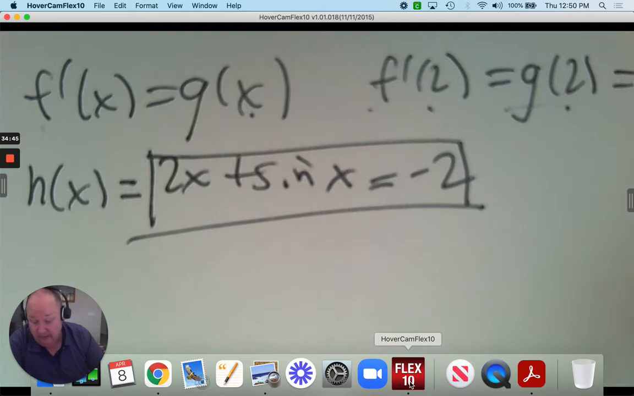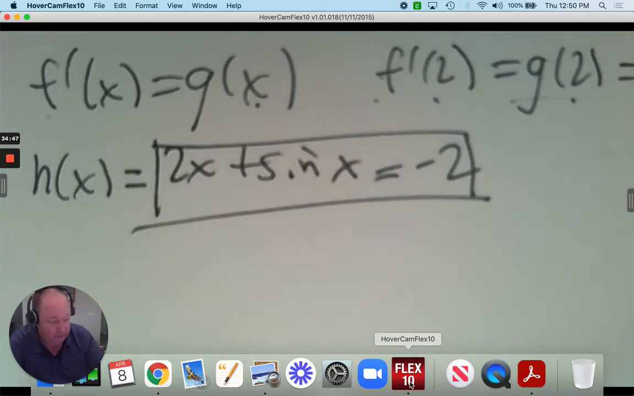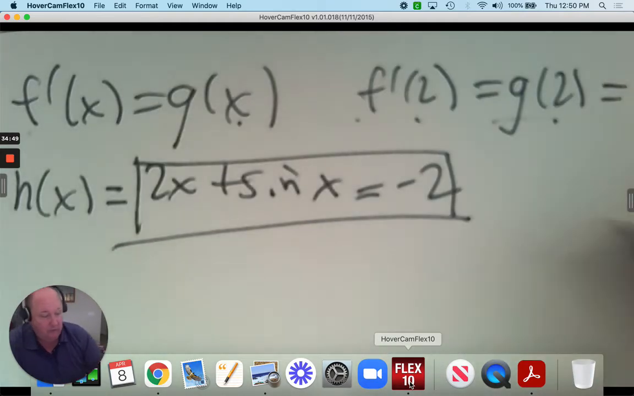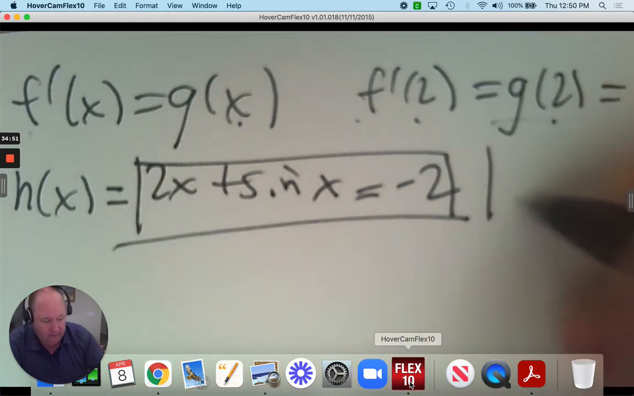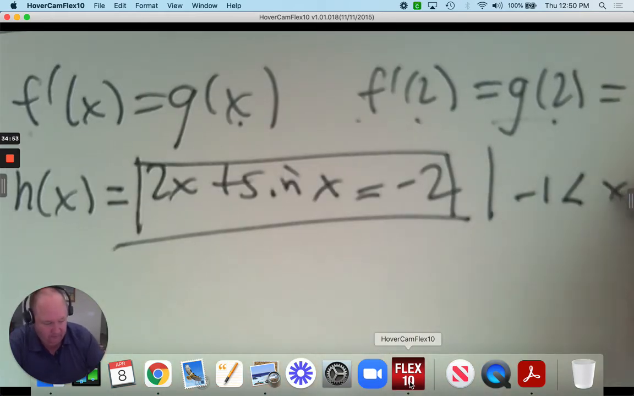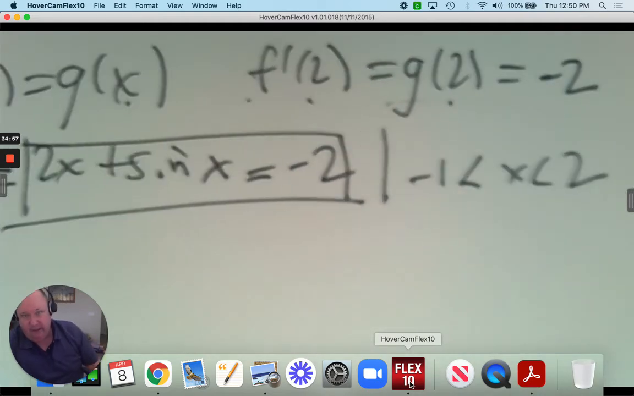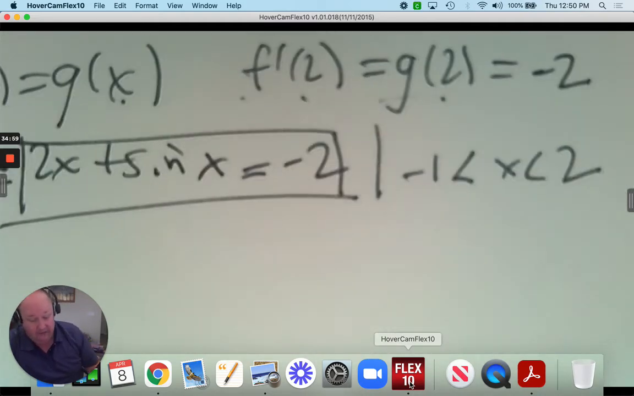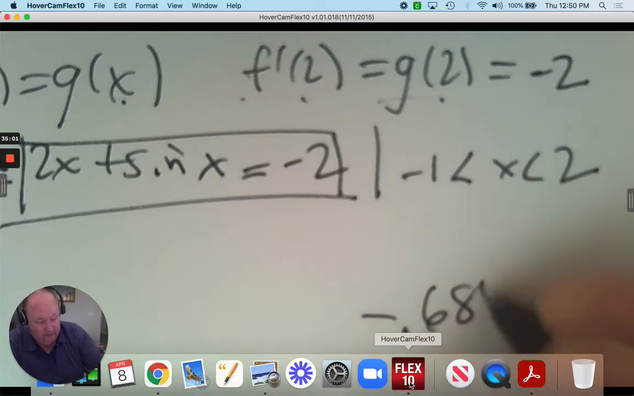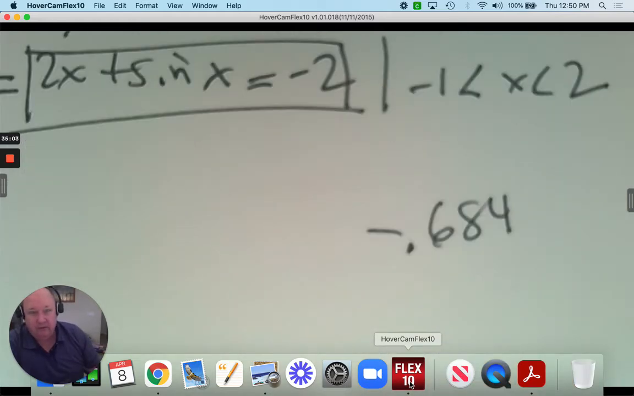But anyways, -1 to like +2 would work. So solve this equation and then make sure that you only want the answer from -1 to 2. So I want you to try that. The answer you should get is this, -0.684.